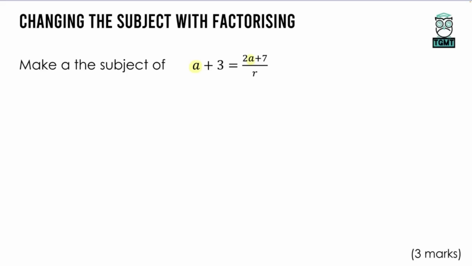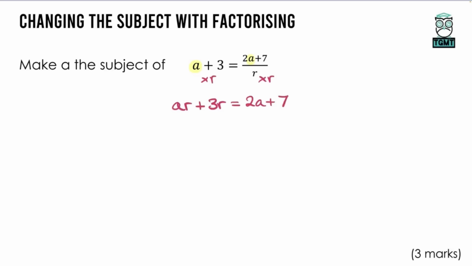To do that, we're going to need to unlock the right-hand side by multiplying by r. So the first thing I'm going to do is multiply by r, and that's going to give us ar plus 3r on the left-hand side. We'll then just have this 2a plus 7 on the right.